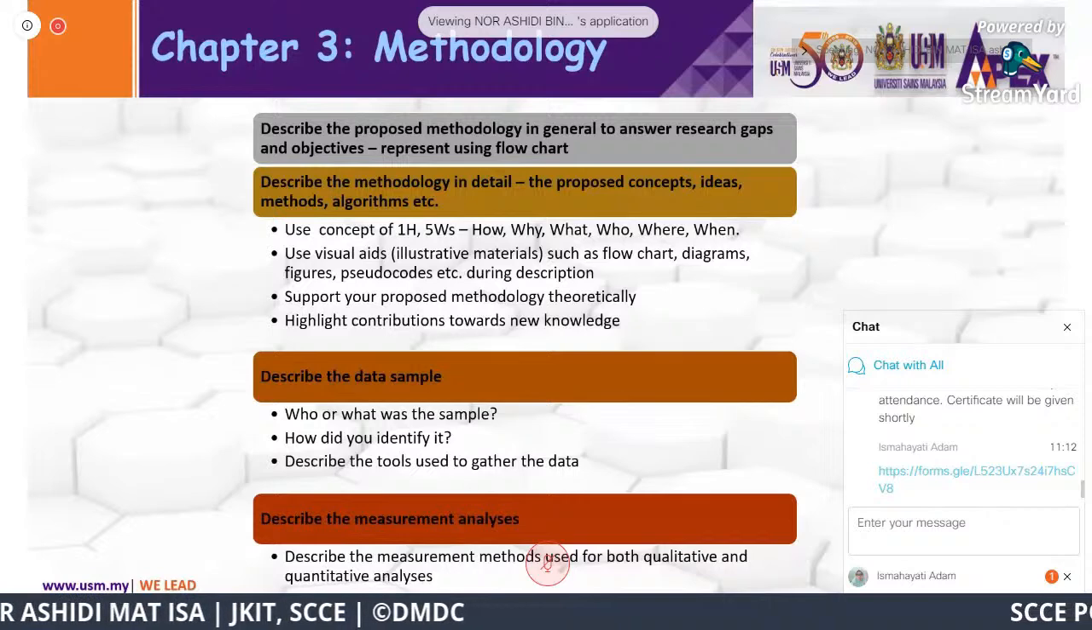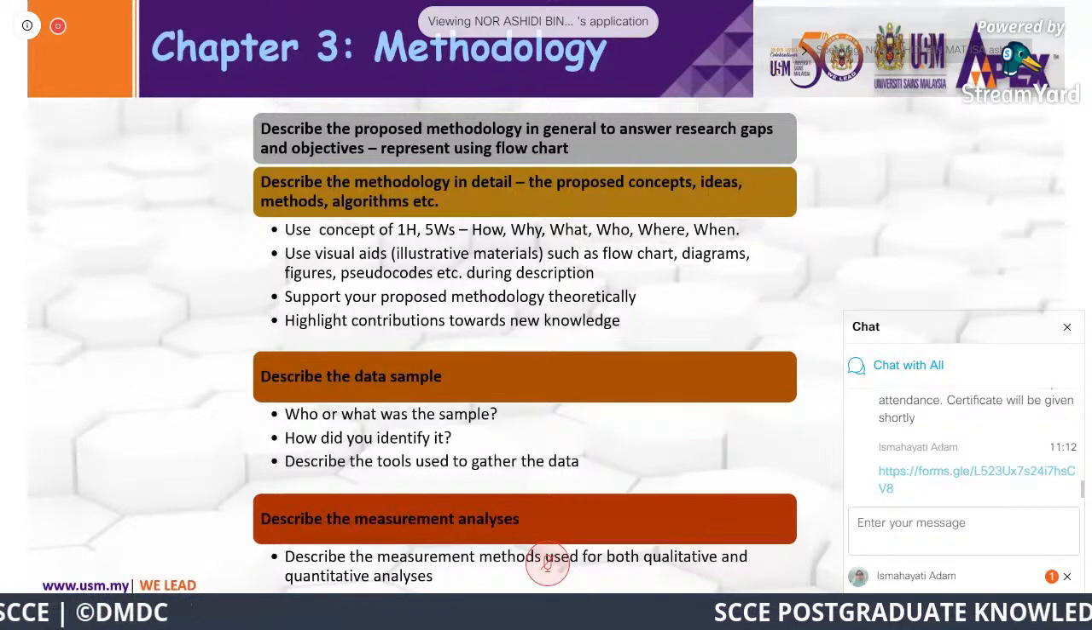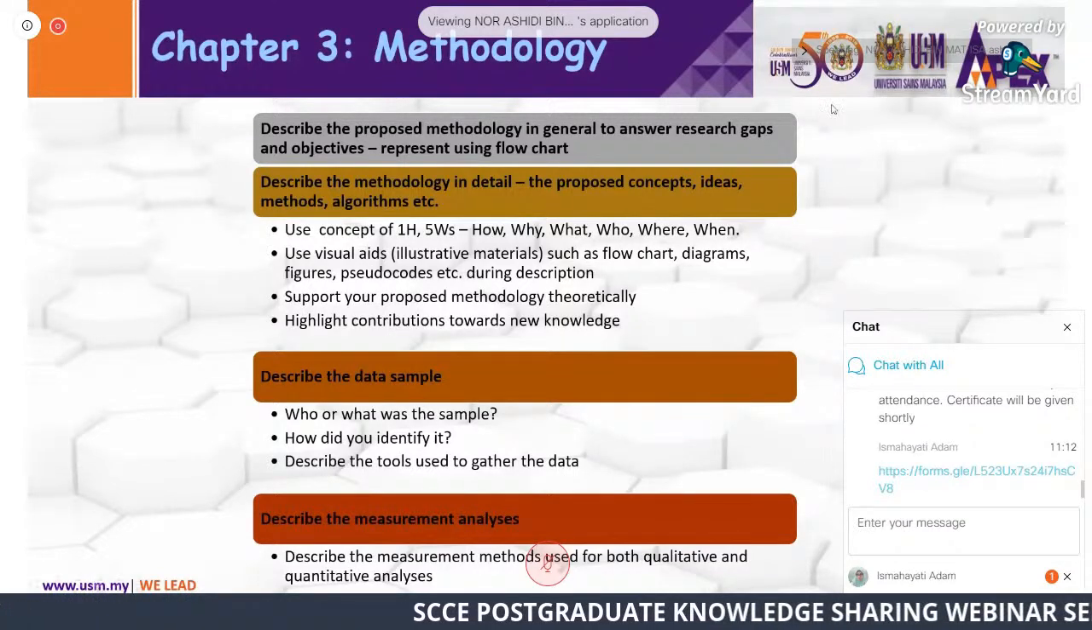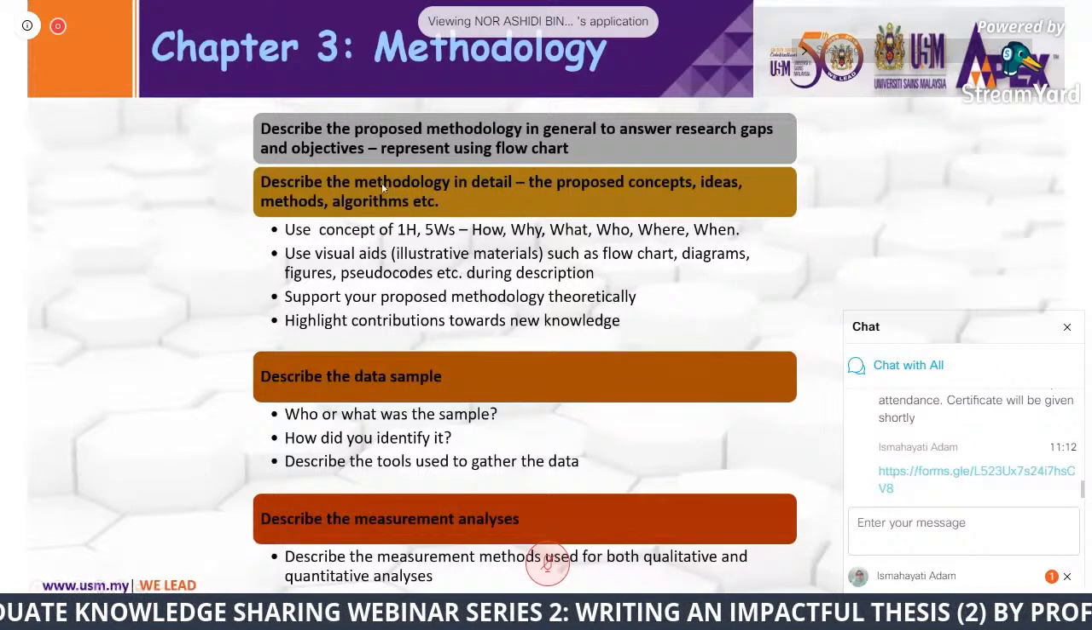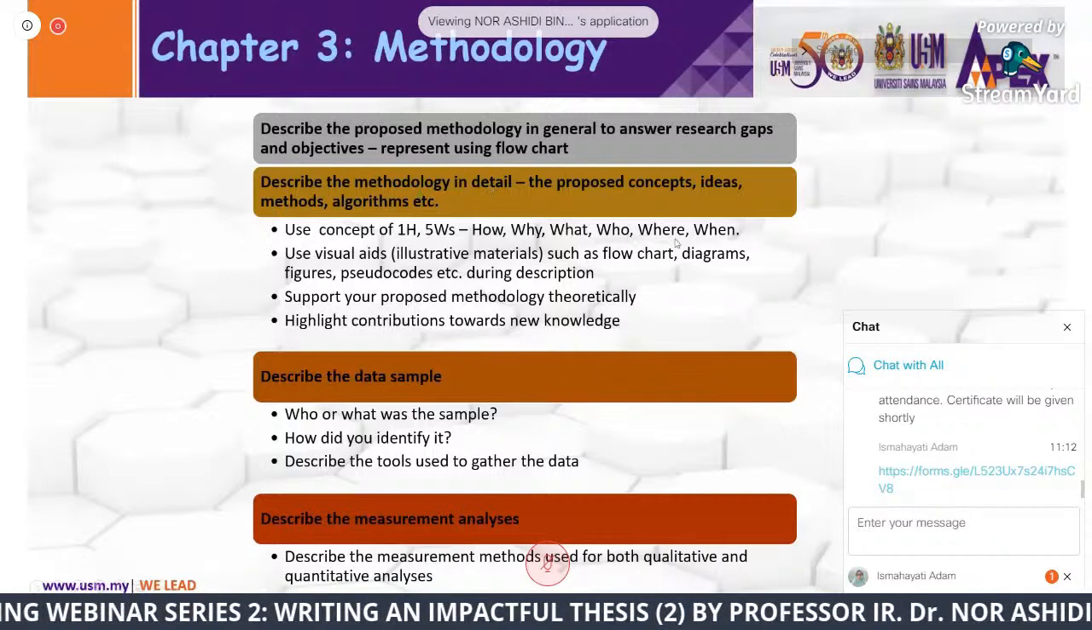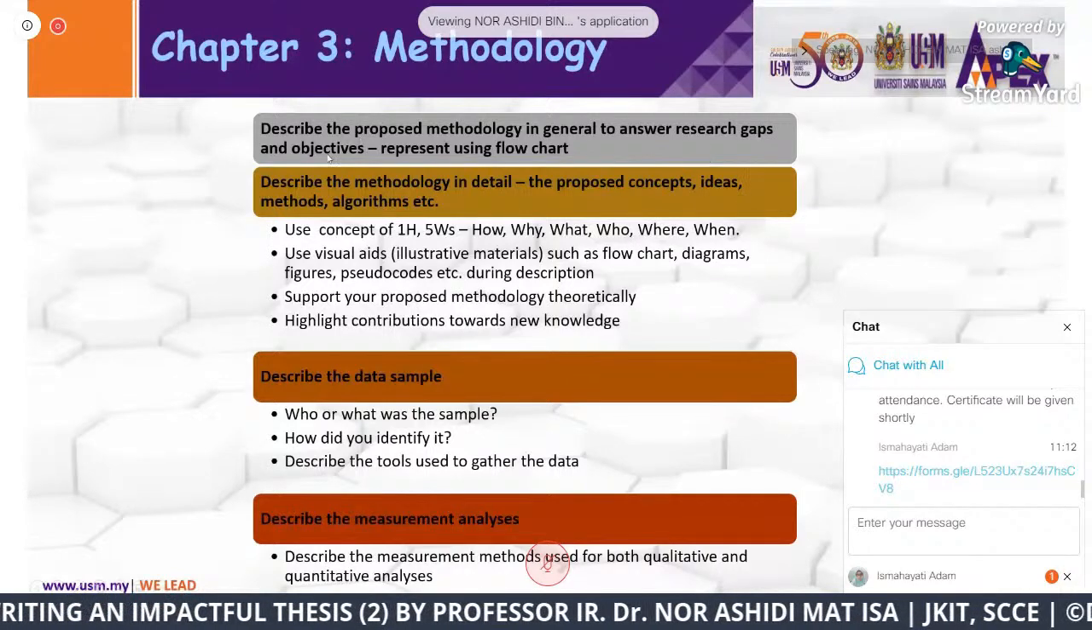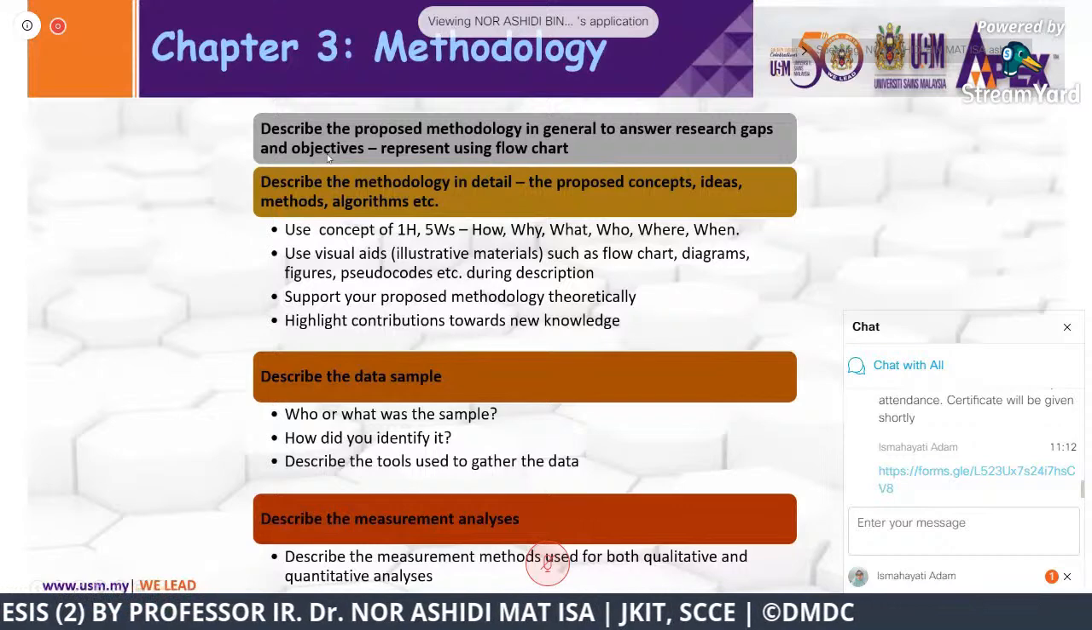Okay, so make sure everything is clearly presented in your methodology section. This is the heart of your technique. Whatever your methodology is, you must reflect back to your research gap and also to your objectives.